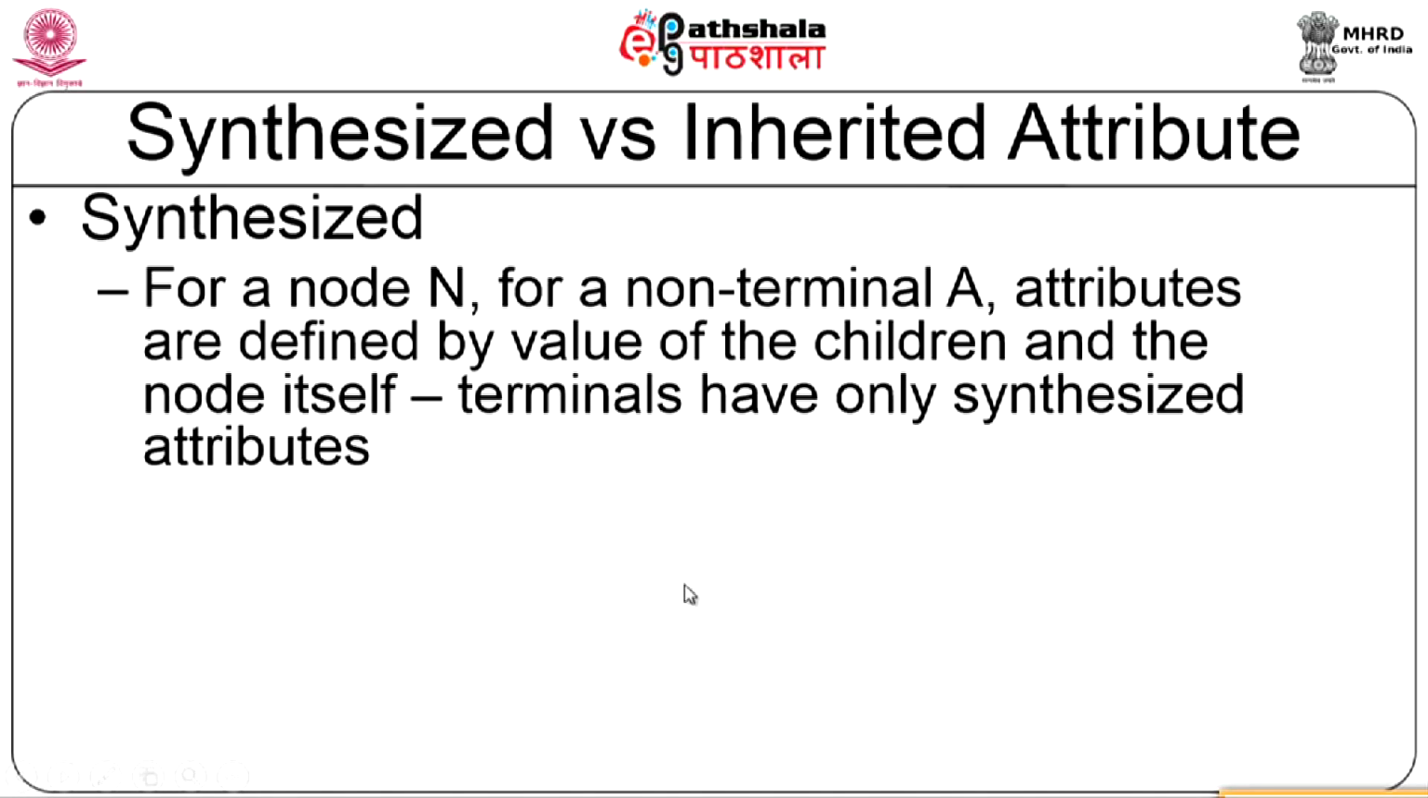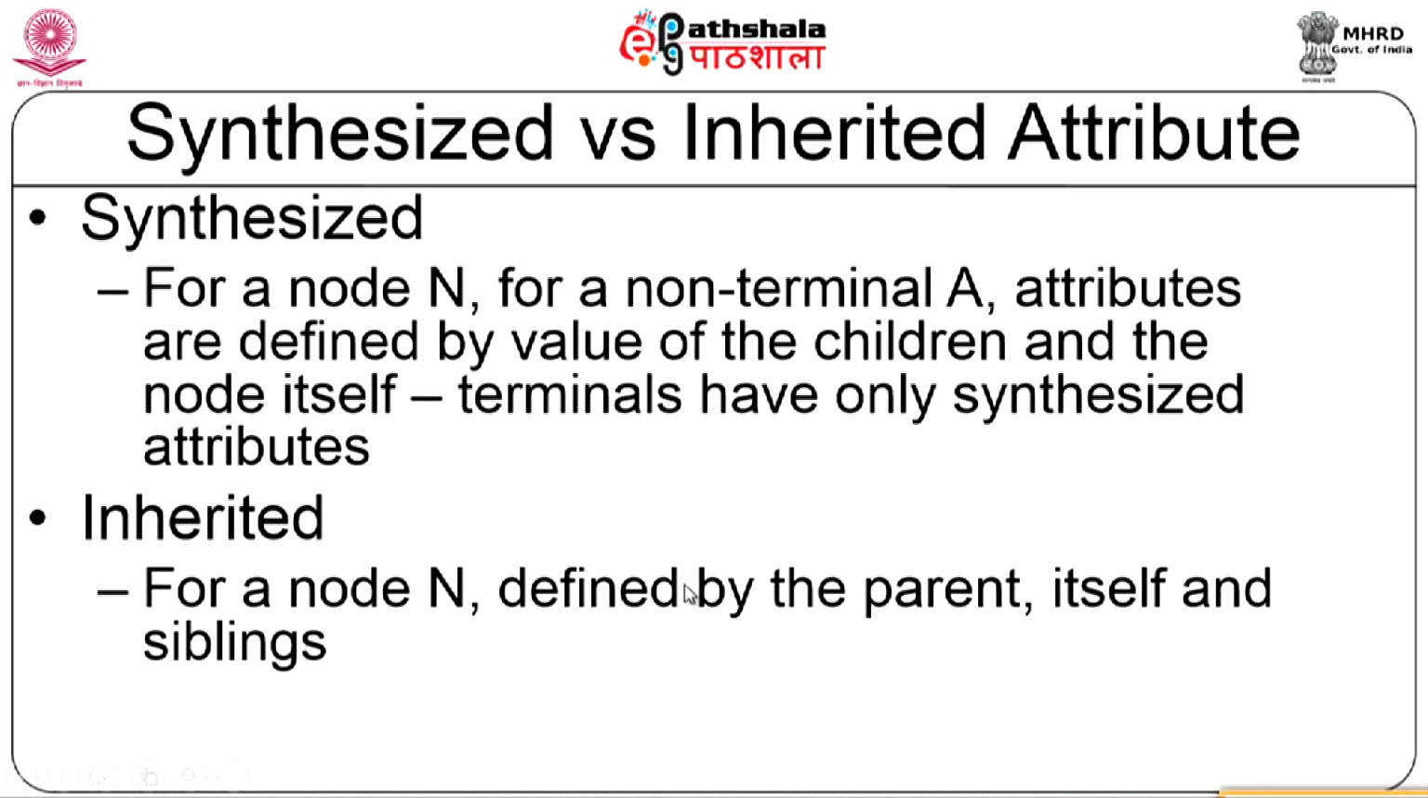So, if a particular node's attribute depends upon itself or its children, I will call that attribute a synthesized attribute. On the other hand, for an inherited attribute, if a particular node n is defined by the parent, itself or siblings, we will call that attribute an inherited attribute. Defined by the parent, itself or the siblings, we will call that an inherited attribute.